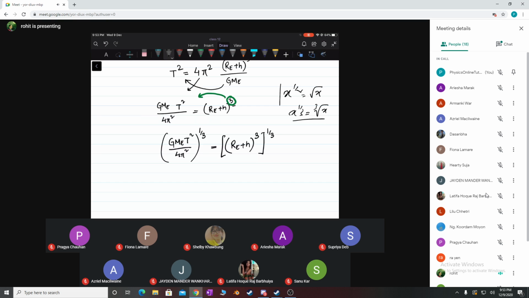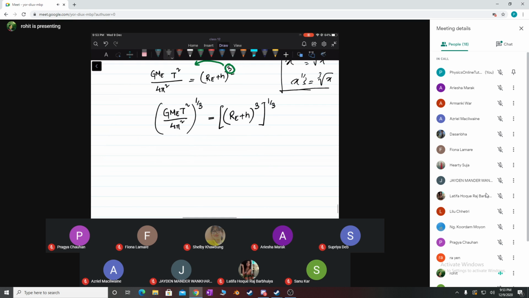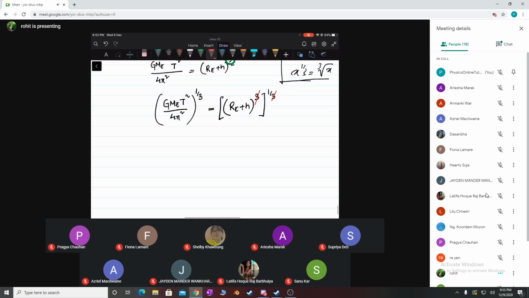Okay, so we are dealing with the same thing. Don't worry about that, but you can understand now. This will get cancelled with this. Once we cancel them, I'm simply going to get RE plus H. You can check it's equal to (GME t square divided by 4 pi square) whole thing to the power 1/3. This is what I've written just now.